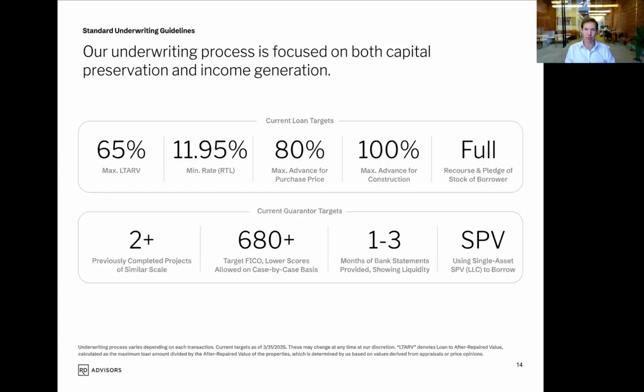Generally, we want people with completed projects. Our target FICO is 680. If it's not a 680 FICO, we're really going to want to see some compensating factors, i.e., additional collateral or a really strong reason to fund a borrower when the FICO is below 680. Bank statements, we want to show liquidity.